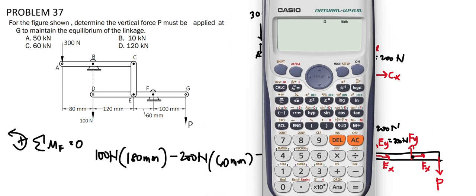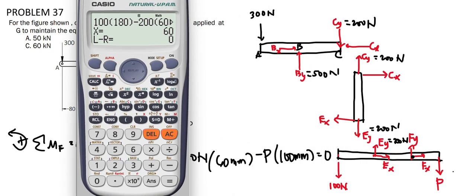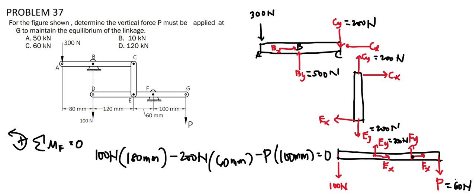Now we can solve for P. So we have 100 Newton times 180 millimeters minus 200 Newtons times 60 millimeters minus P times 100 millimeters equal to 0. Shift solving, we get P equal to 60 newtons. And the answer is letter C.